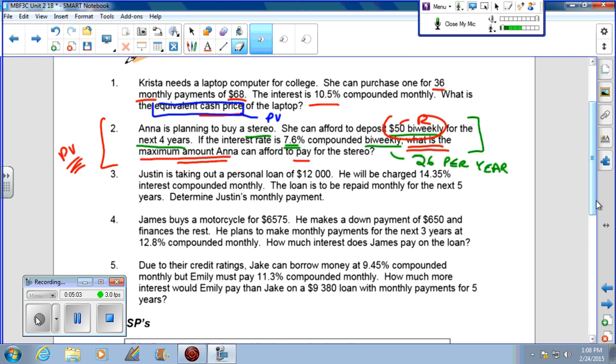What is the maximum amount that Anna can afford to pay for the stereo? So what we're trying to find out is her maximum PV, right? Because if she knows that, say, the Northern is selling stereos for certain amounts, and she knows that if she wants to put it on some sort of payment plan, she can get those terms, 7.6% for 4 years. But she needs to figure out what kind of stereo she can afford before she goes there. Okay, so that's what we're looking at here.